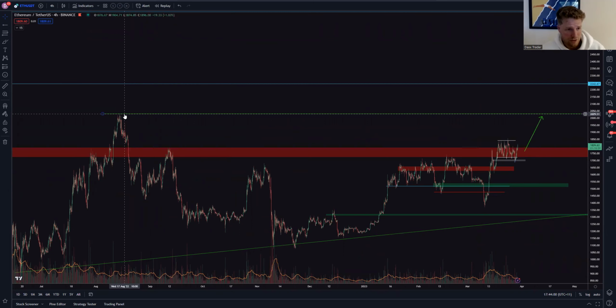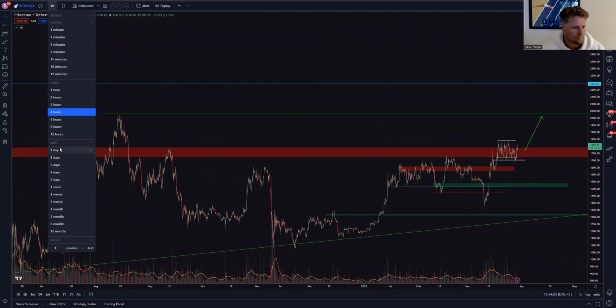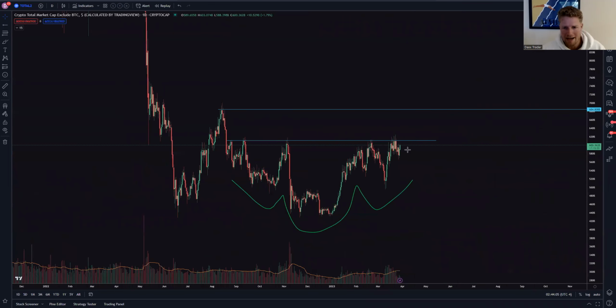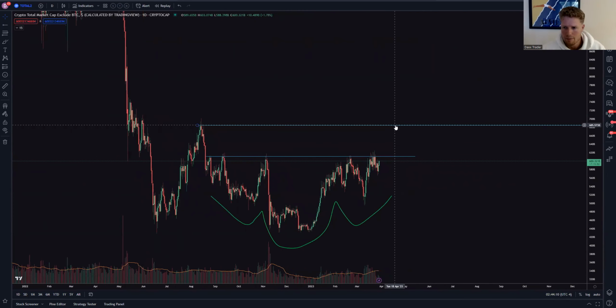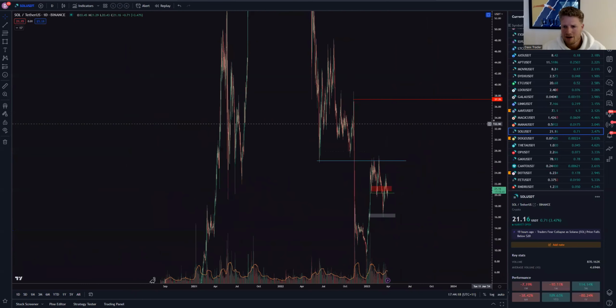Sorry, I shouldn't say 20, I should say 2000 area for Ethereum. Right, and that will be on the back of this breaking out of the neckline of this inverse head and shoulders, and pushing pretty quickly up to $685 trillion. Okay. Now, what does that mean for our other altcoins?